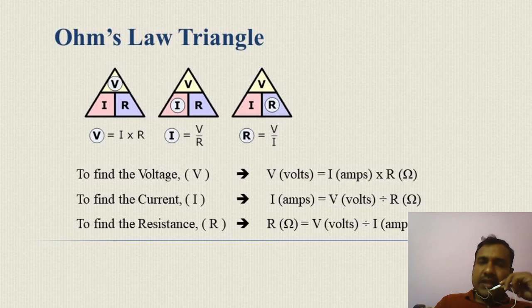Similarly, going to the third triangle, in which I want to find out R. So if I take R at the left side of the equation, I am left with V and I. So I can easily write R is equal to V by I. So with this triangle you can easily remember this equation and conversion from one form to another form.